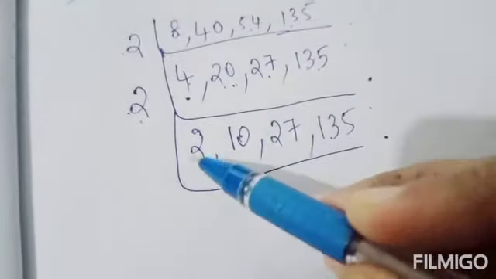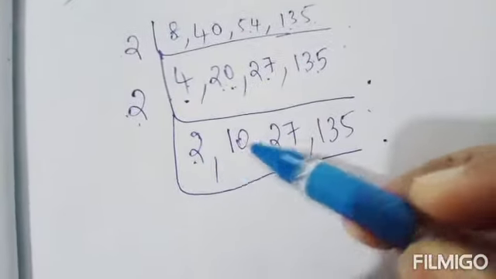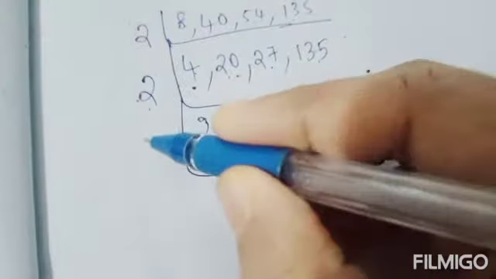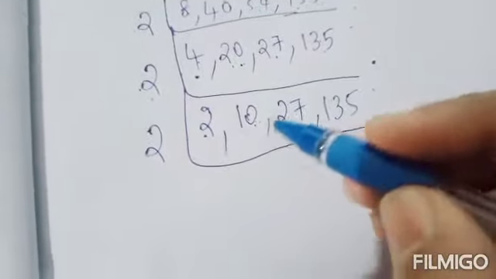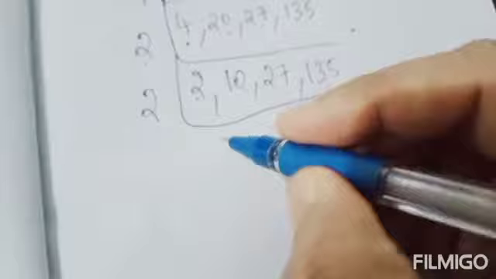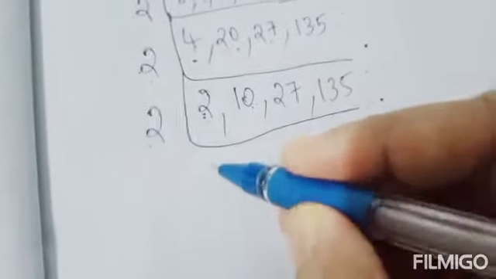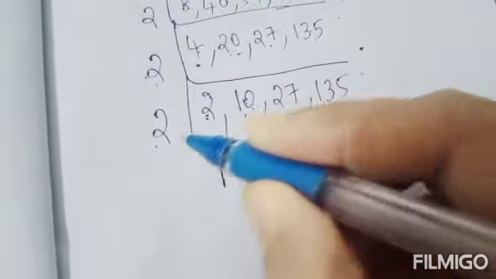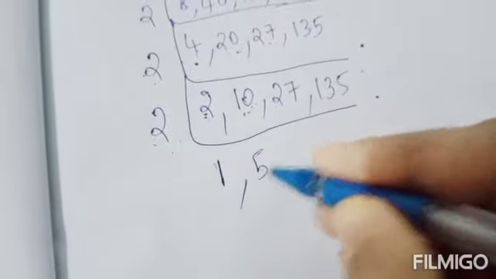Okay. Now 2 and 10. These two are divisible by 2. So divide 2 and 10 by 2. 2 divided by 2 is 1. 10 divided by 2 is 5.